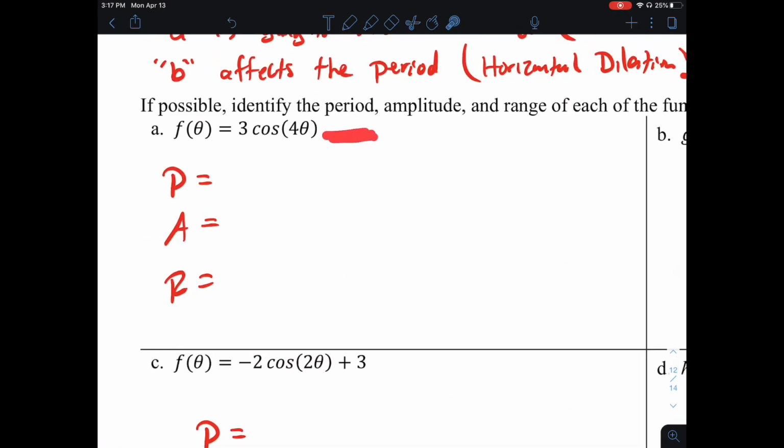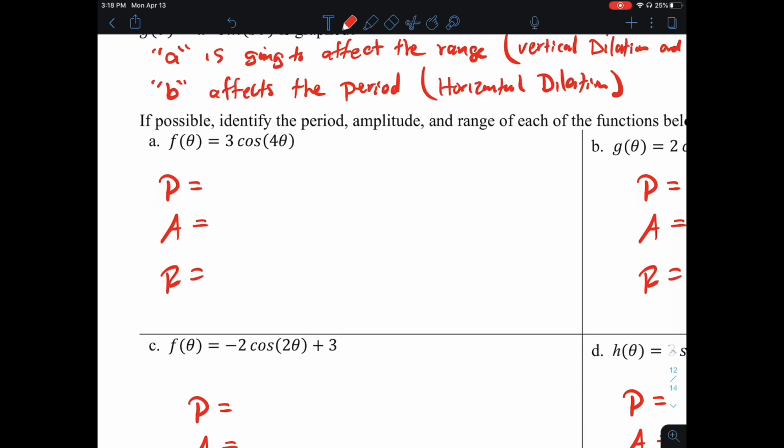There's no vertical displacement, so we want to look for that first. This 3 is going to stretch the graph vertically by 3. So that means the amplitude is the absolute value of 3, which is 3. So the range is going to go from -3 to 3, inclusive.